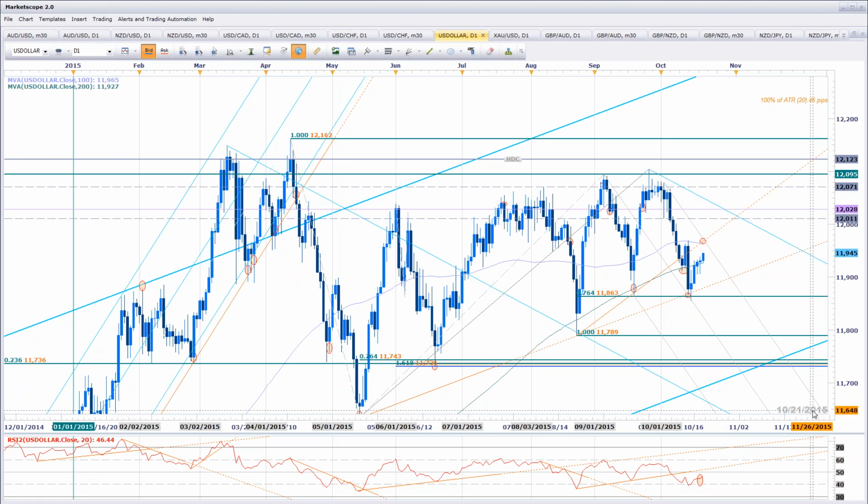So looking at the dollar index, you wouldn't be surprised to see it pop into 11,965. That's the 100-day moving average, former trendline support off the lows, current operative upper median line parallel off the highs.